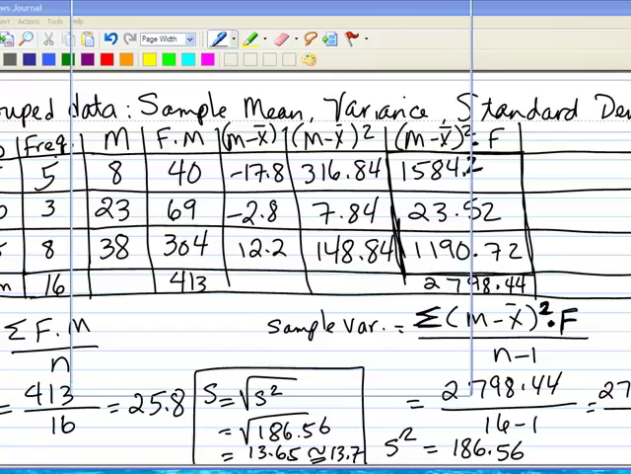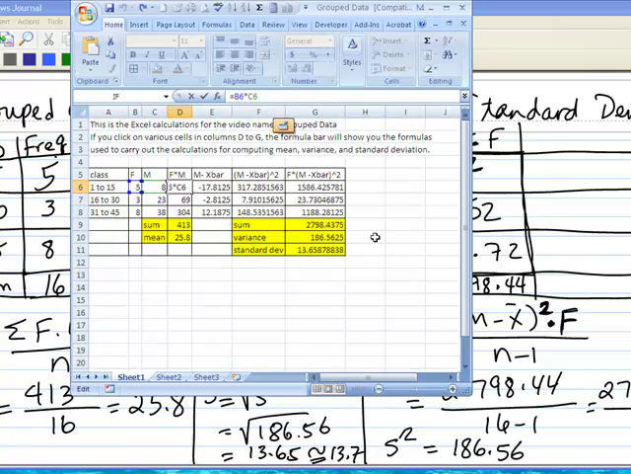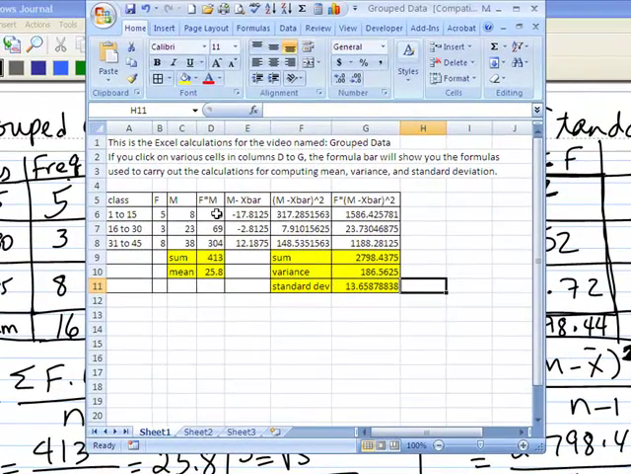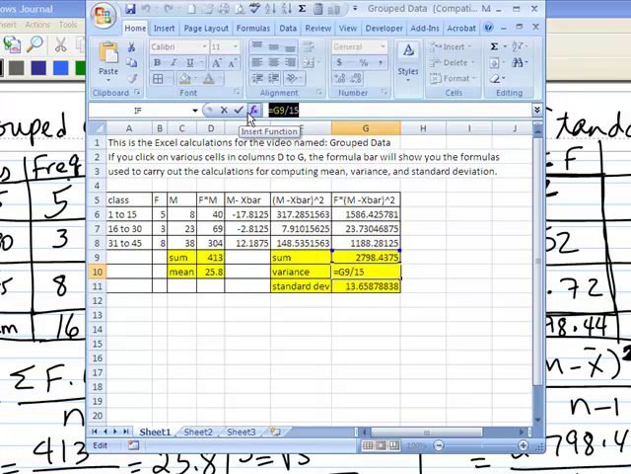Let me show you in Microsoft Excel. Here's the same problem in Microsoft Excel. If you click on any of these cells, you will see in the formula bar the calculation that was carried out. For example, here f times m shows cell B6 was multiplied by C6, which is 5 times 8. If you go through all the cells and click on them, the formula bar shows you what the calculation is.